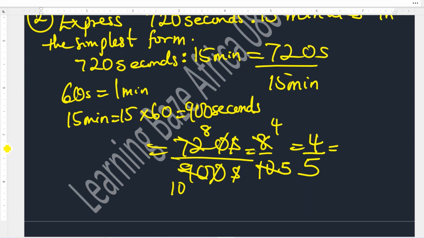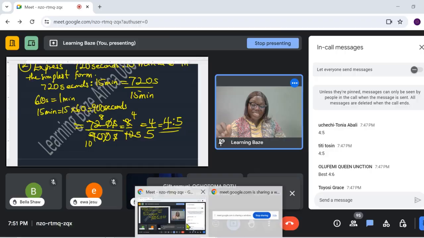Then write 4 over 5 as a ratio. That is ratio 4:5. So can you see the correction now? I hope you enjoyed it. So if you got this right, give yourself 5 stars. Give yourself 5 big stars.